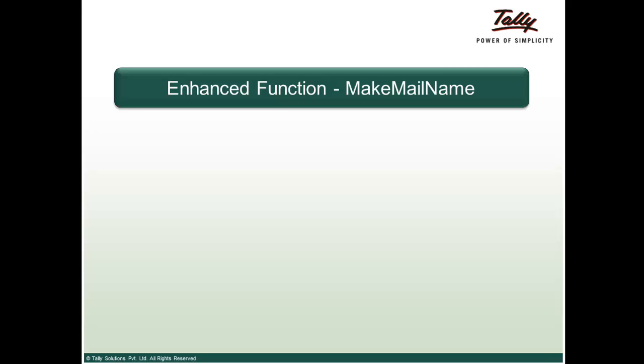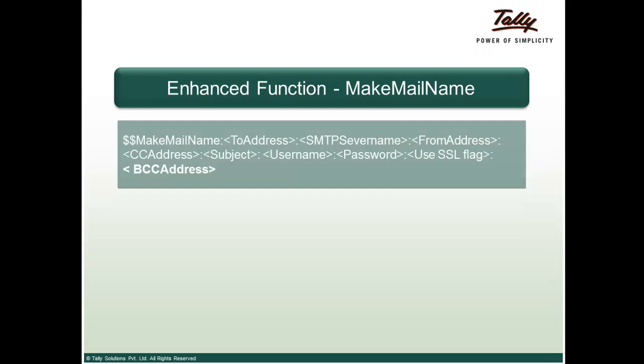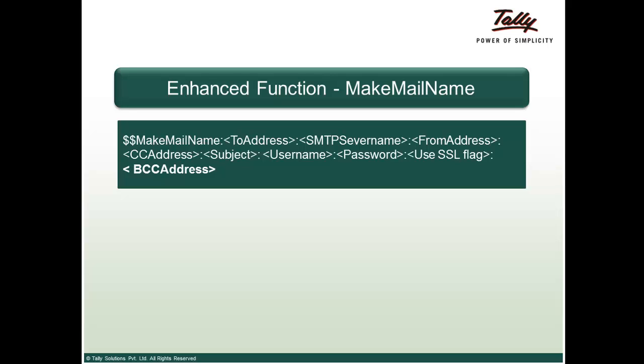Moving on to the next enhancement, which is the enhanced function make mail name. The function make mail name, which prior to this release accepted 9 parameters like from address, to address, CC address and so on, now accepts an optional 10th parameter BCC address, which accepts the BCC email ID where the copy of the email is to be sent. The syntax as seen, a 10th parameter BCC address is added.